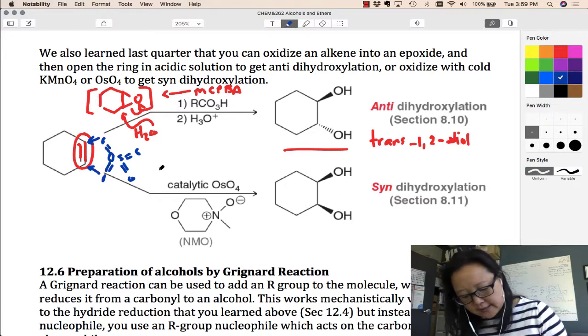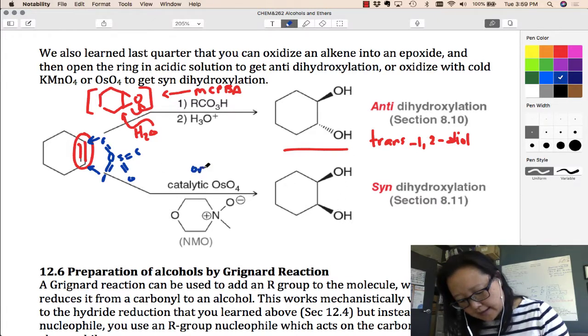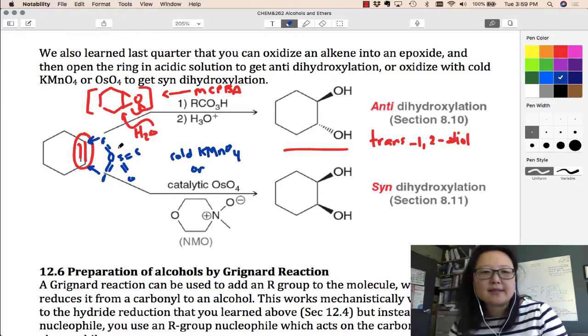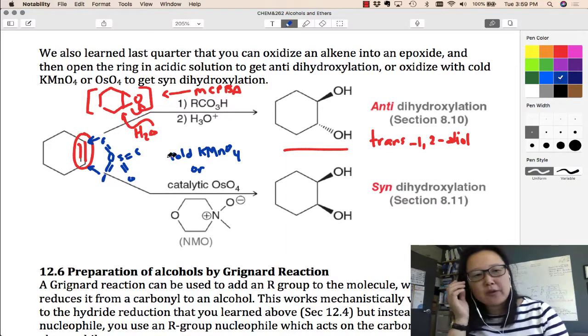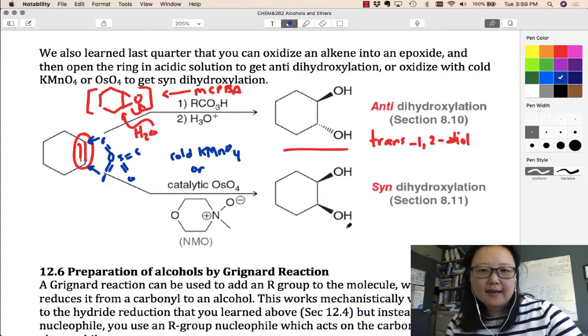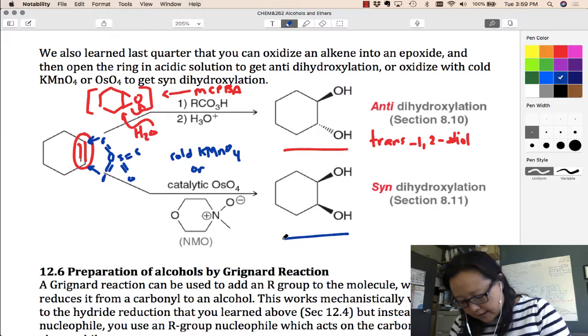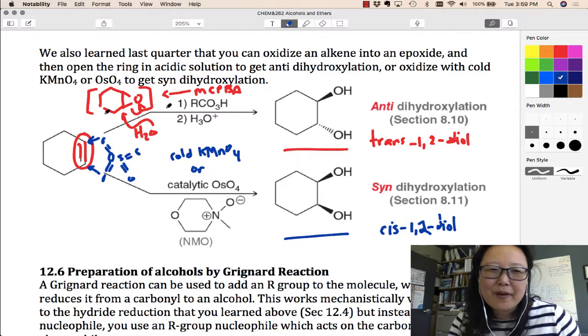Another reagent you can use instead of OsO4 is cold KMnO4. If you control it, if you don't heat it too much, it won't cleave the double bond, because hot KMnO4 will cleave the double bond and open up the ring. If you use cold controlled KMnO4, you can get the O's of KMnO4 to do the same thing here. Okay, so this will give you your syn or cis 1,2 diol. So if you ever see 1,2 diols, now you know how we make those. They can come from an alkene.